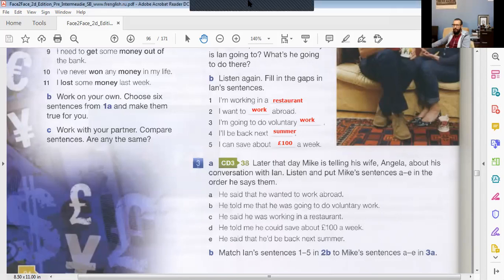Track 38. Guess who I saw in town? Who? Ian. He's a qualified lawyer now. I know. That means he's going to earn lots of money. Has he got a job yet? Yes, he has. Oh, that's good. He said he was working in a restaurant. In a restaurant? Yes. He's trying to save some money. What for? He said that he wanted to work abroad.